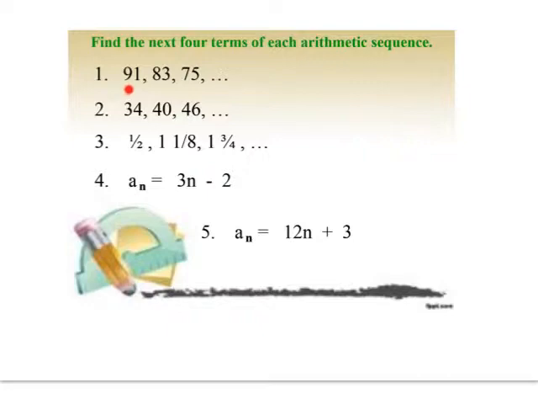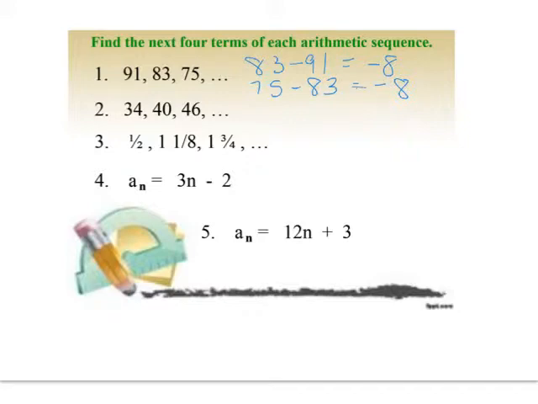We go from 91 to 83, and I notice that is decreasing. So that's equivalent to adding a negative number. And then 83 down to 75. So what is that number that we're adding? Well, we can find that by saying 83 minus 91, and we get negative 8. Also, 75 minus 83, and again we get negative 8.